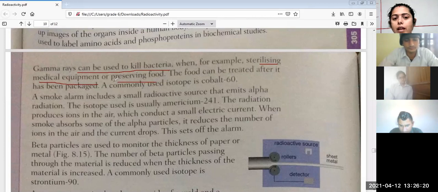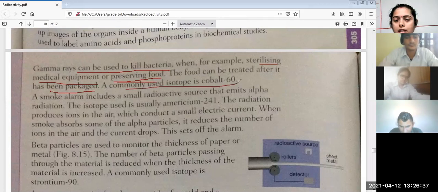Fine, and it also helps in preserving the food. If any bacteria start growing on it, it will be killed. The food can be treated after it has been packaged. The commonly used isotope in this is cobalt-60.